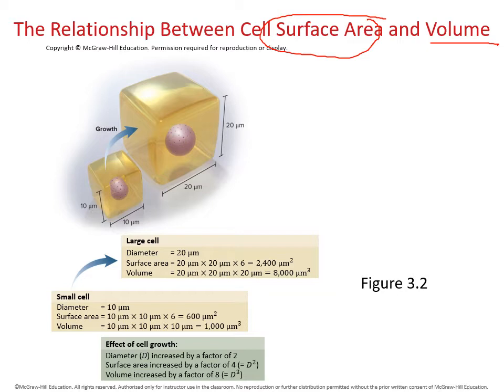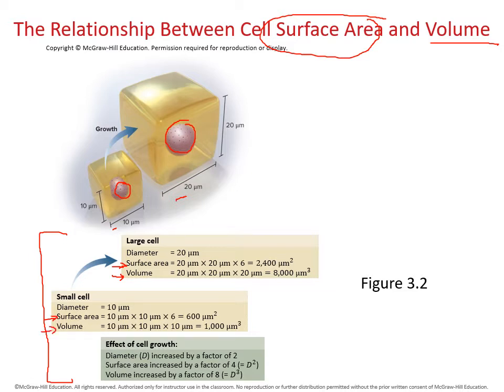So, when you take a look at a cell, we can go ahead and take a look at figure 3.2, which is on our slide currently. We see that they've drawn two cubes for us. And these cubes are going to represent our cells. The little purple structure on the inside, in case you were wondering, that represents the nucleus. That is where we house our DNA. And what we see happening here is that there are some calculations at the bottom of the slide. And within the calculations, they went ahead and figured out what the surface area was and what the volume of the cell was. Now, let me tell you why we care about these two values.